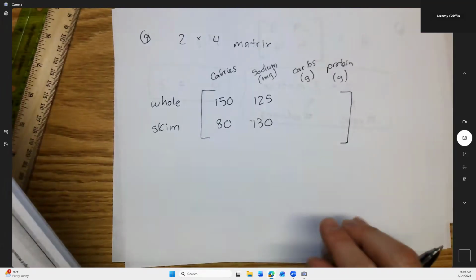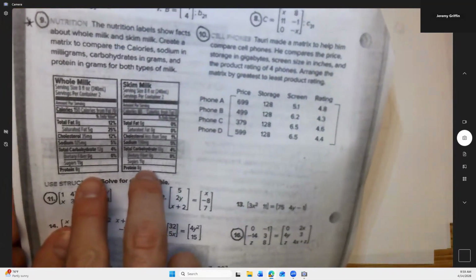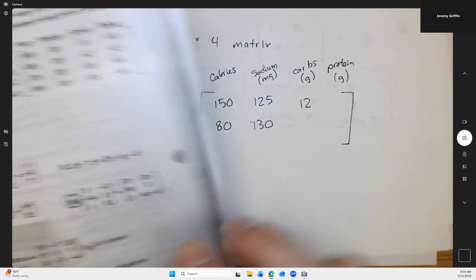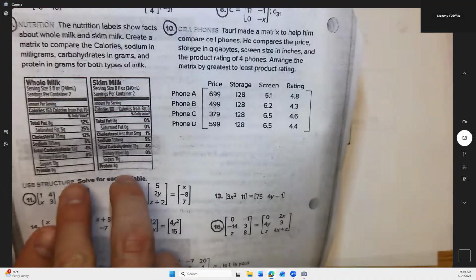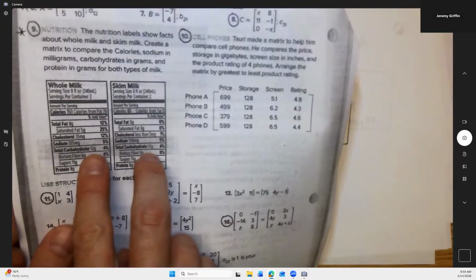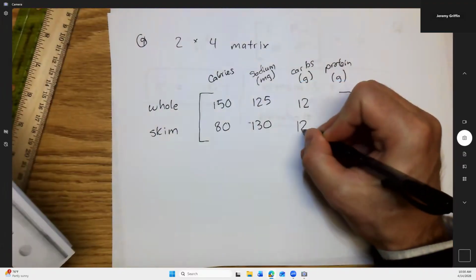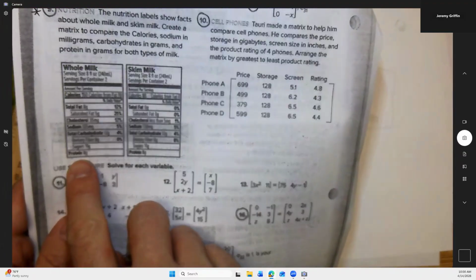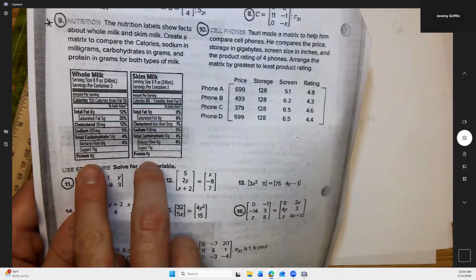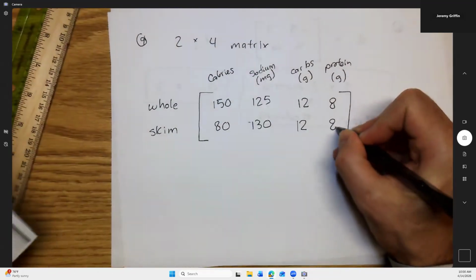All right, let's go carbs. I'm looking at 12 grams on the whole. How about for the skim? Yeah, also 12. So that's the same. Then protein, I'm looking at 8 grams on the whole. How about for the skim? Also 8 grams.